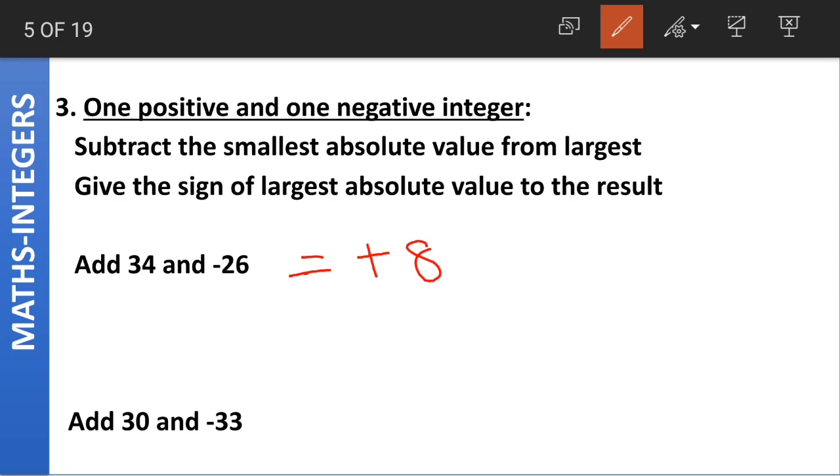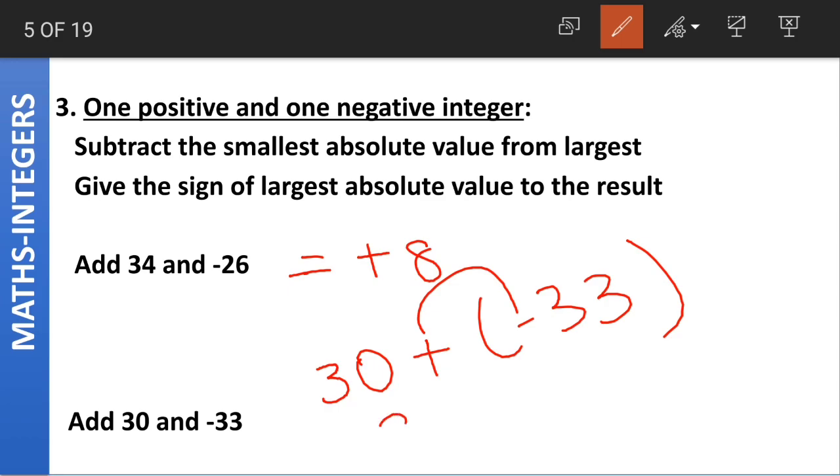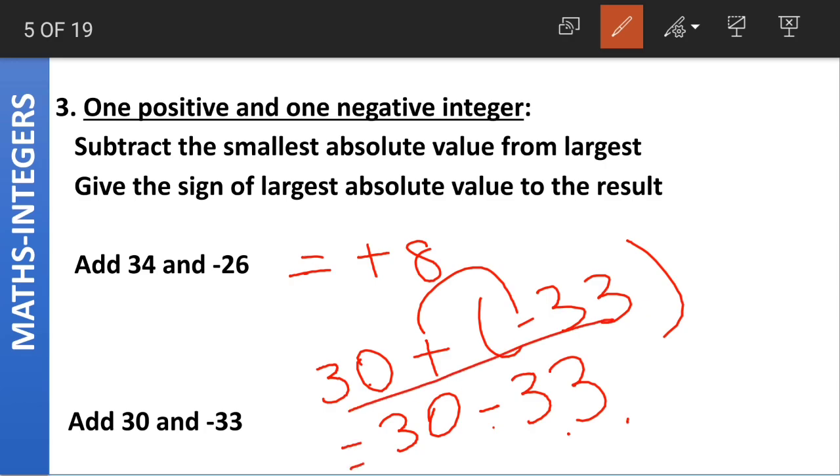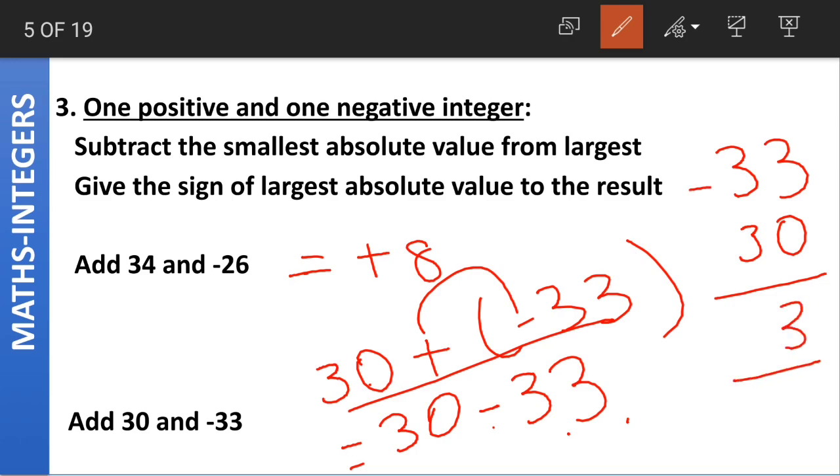Coming to the next question, add 30 and minus 33. 30 plus of minus 33. Again, plus into minus becomes what? Plus into minus becomes minus. 30 minus 33. The simplified version will be 30 minus 33. Again, which is the higher number here? 33 is the higher number. 30 is the smaller number. Now what will we get upon subtraction? We get 3 as our answer.